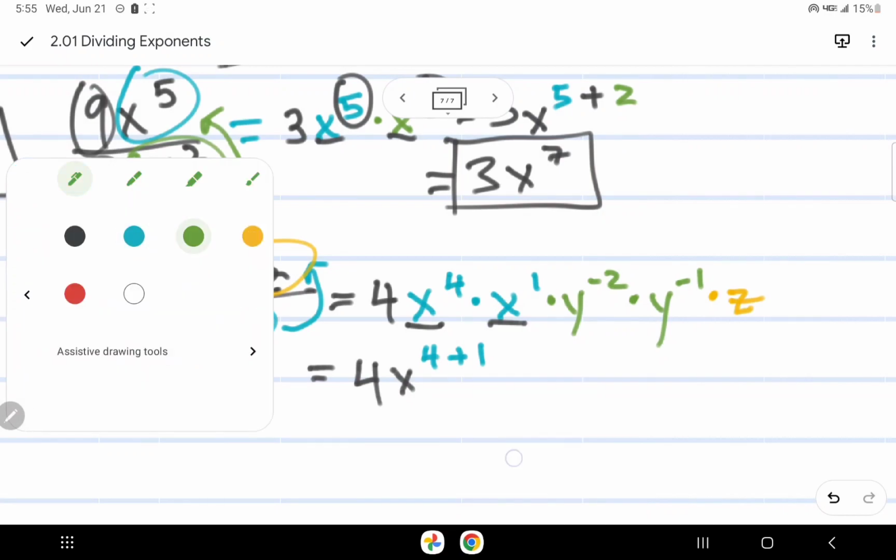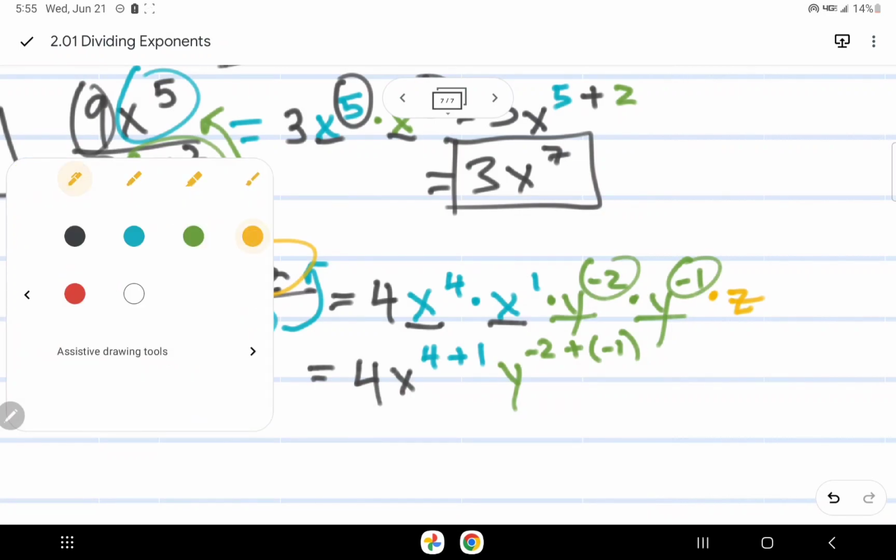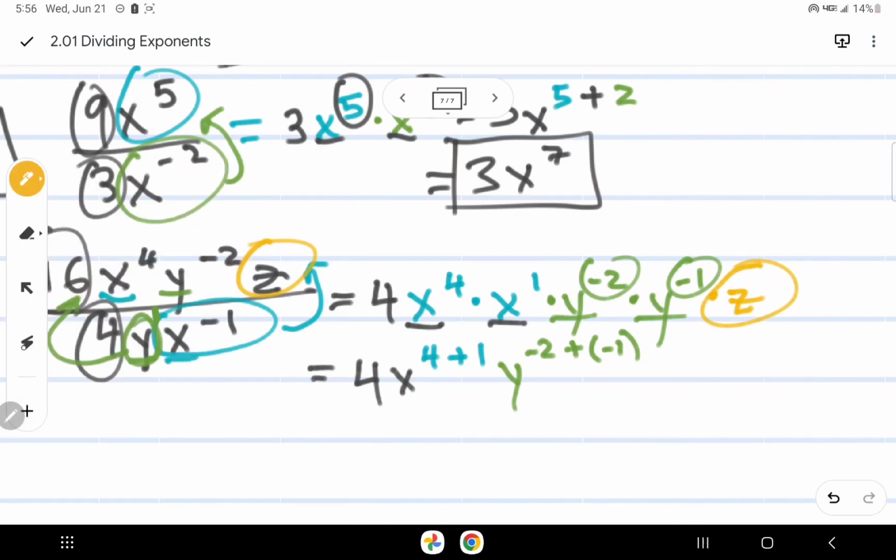So we move on to the next variable, which are the y's. There are 2 y's, but we're just going to write it once. The exponent of the first y is negative 2 plus negative 1. And we're done with the y's. And last but not least, we only got one z, and it's just z, or z to the power 1. You can write it as that, or just leave it as z.